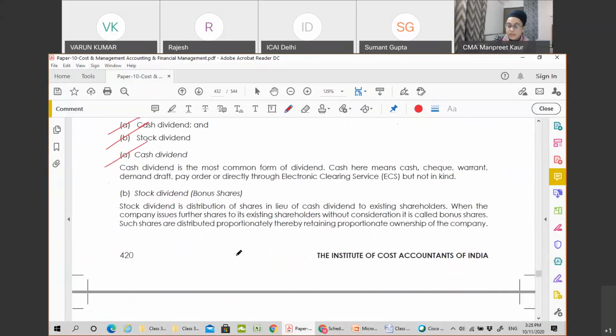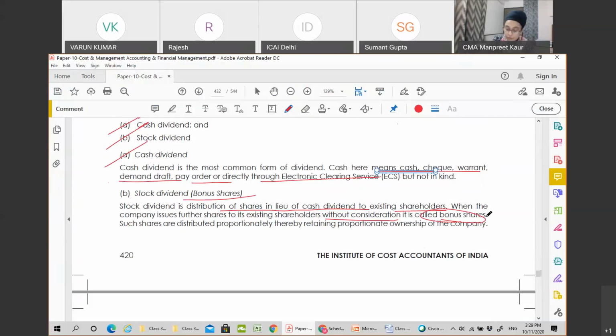Cash dividend is in the form of cash, check, warrant, demand draft, pay order or ECS, but not in kind. What is the stock dividend? It is the bonus shares. Distribution of shares in lieu of the cash dividend to the existing shareholders, when the company issues further shares to its existing shareholders without consideration. It is called the bonus shares or stock dividend.